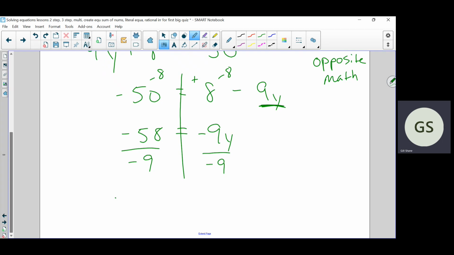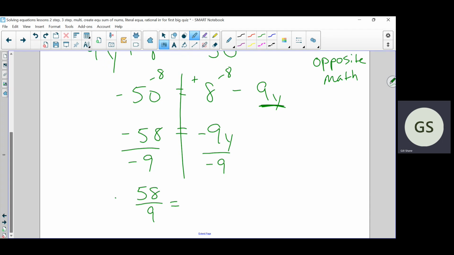Wait, what's the rule for a negative divided by a negative? Negative divided by a positive is negative. Positive divided by a negative is negative. Negative divided by a negative is positive. So I wrote the rules, if you want to jot them down on your paper. So that becomes a positive 58 over 9.